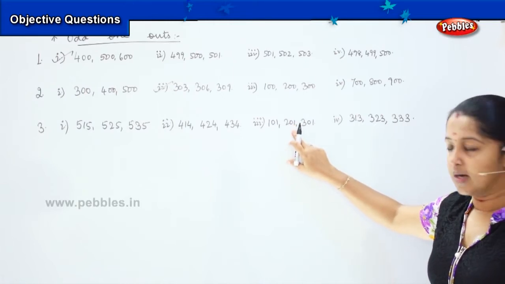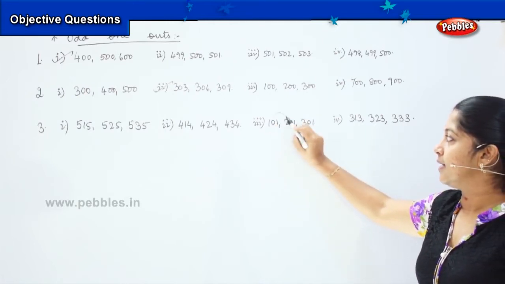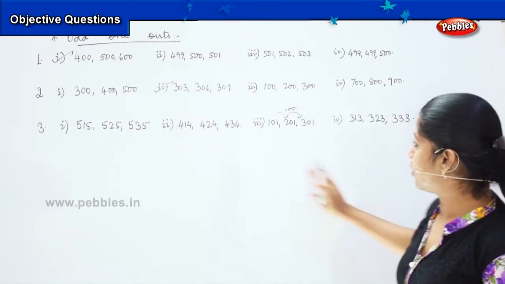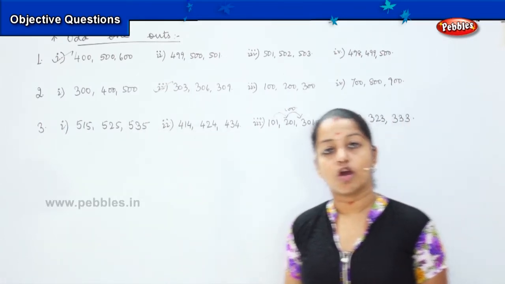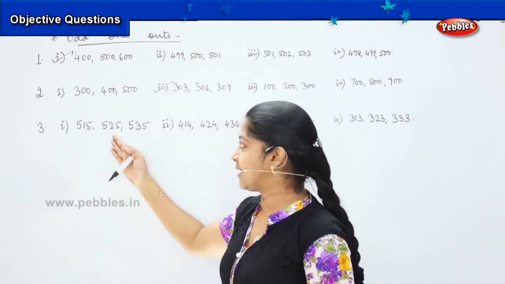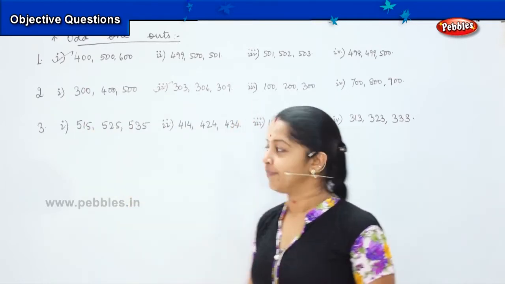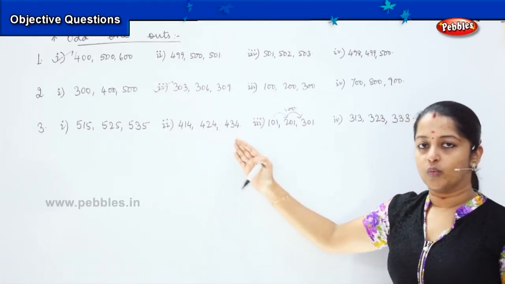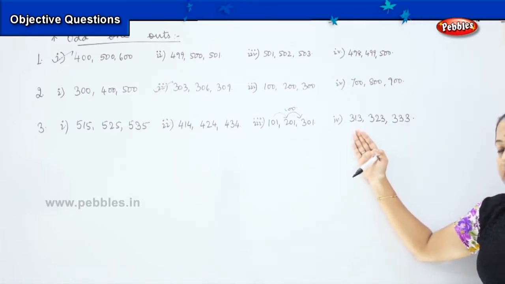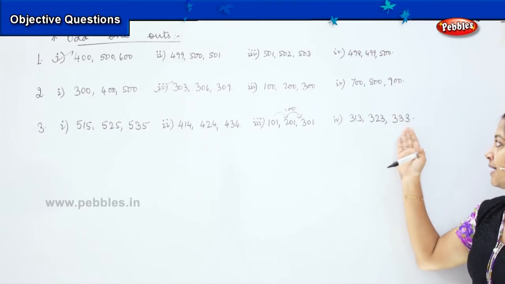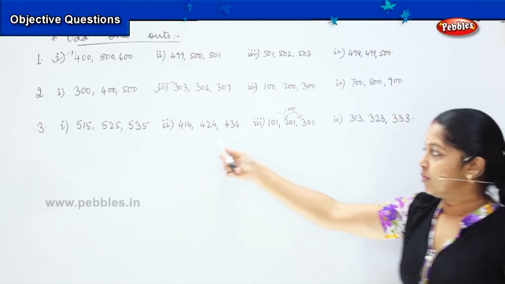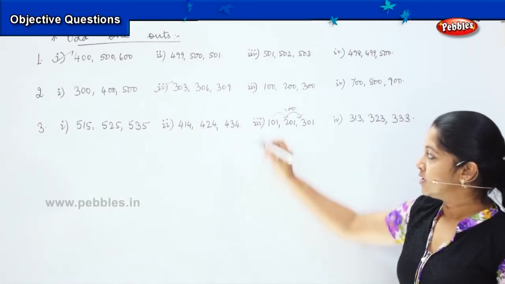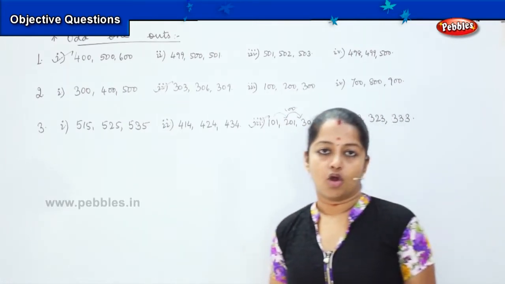101, then 201, then 301. Here it is skip counting by hundreds, right? But what do these other patterns follow? They are following the skip counting of tens. 515, next 10, 525, next 10, 535. Similarly, 414, next 10, 424, next 10 is 434. Similarly, 313, next 10 is 323, and next 10 is 333. So here they are following the skip counting of 10, whereas option C is following the skip counting of 100. So that's why my third option is the odd one out.